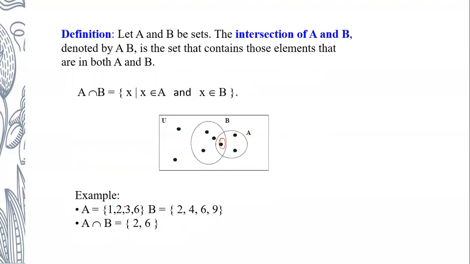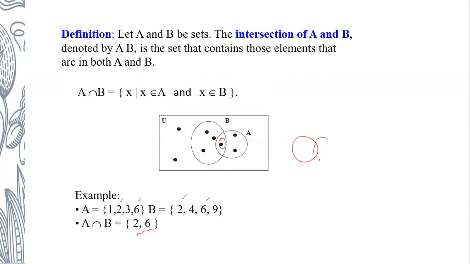And here you can see A is a set and B is a set. Now what are the elements belonging to both A and B? One is 2, which belongs to both, and 6 is also belonging to both. So A intersection B is going to be {2, 6}. So, a simple one.